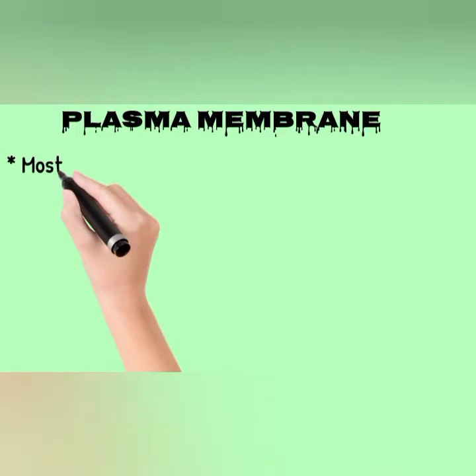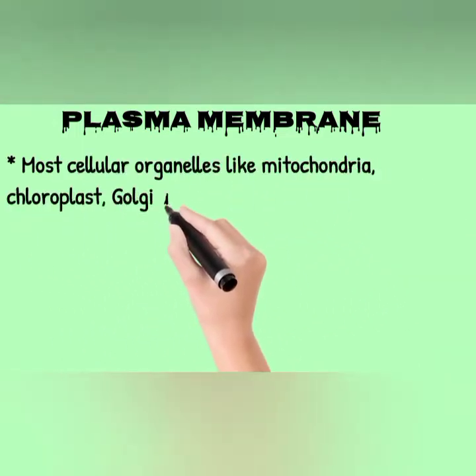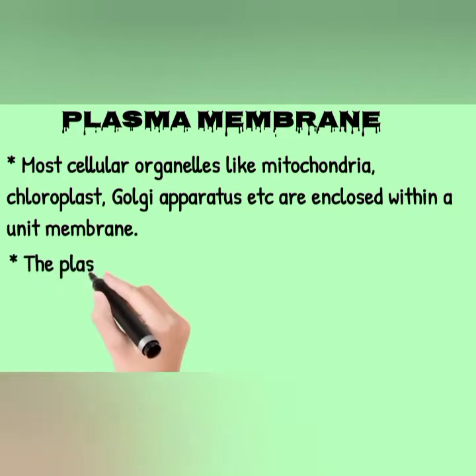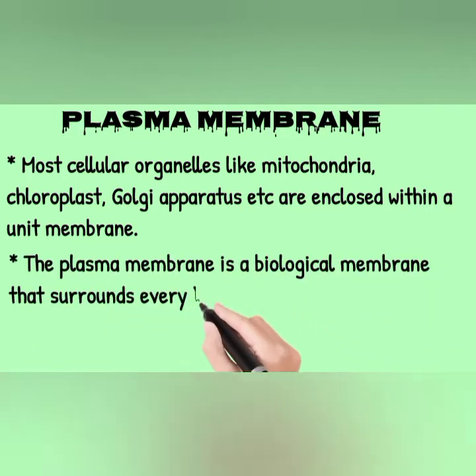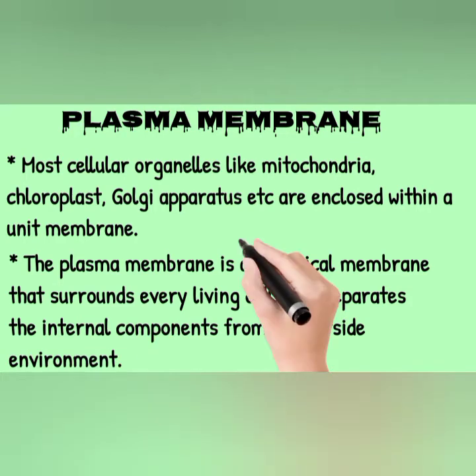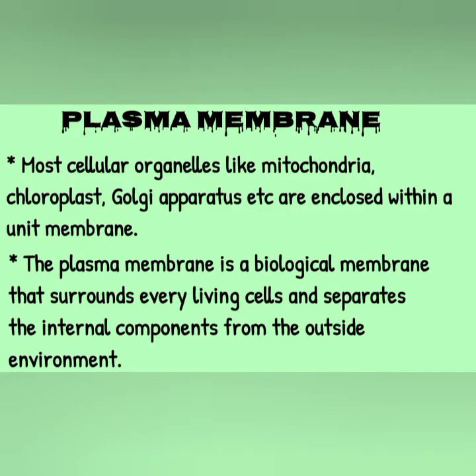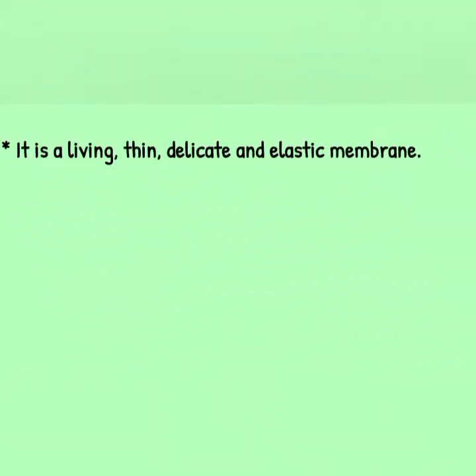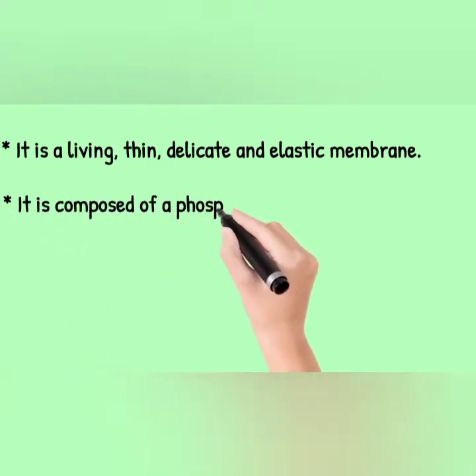So plasma membrane is present in all cell organelles. It surrounds the cell as well as it is present as a unit membrane around all the cell organelles. It is a biological membrane that surrounds every living cell and separates it from the external environment. The plasma membrane is living, thin, delicate and elastic in nature. It is flexible in nature.